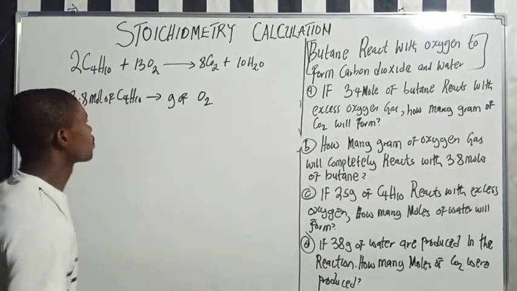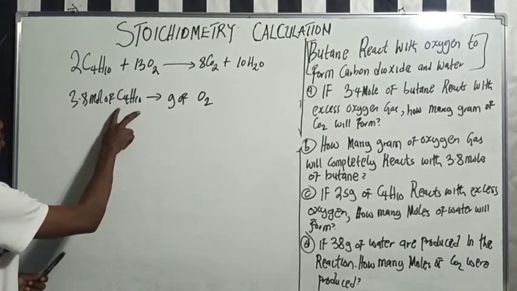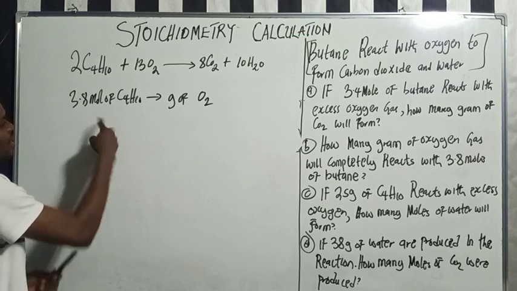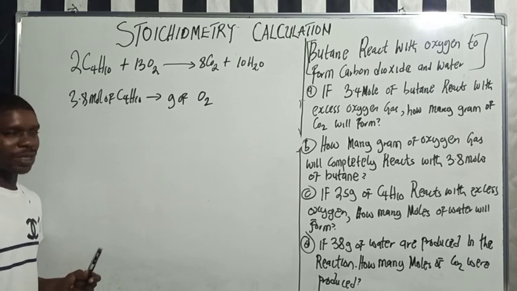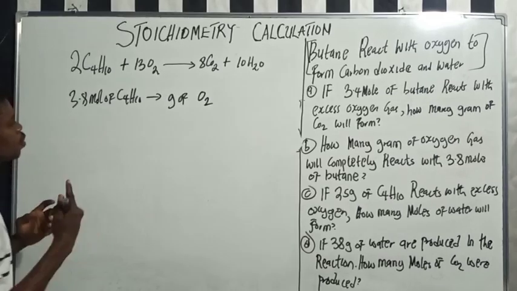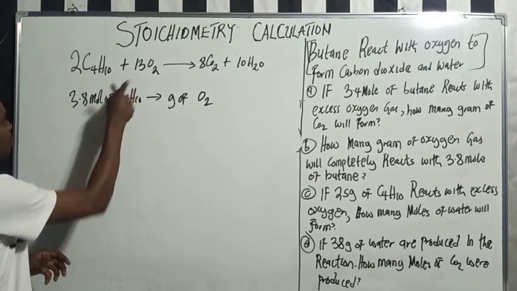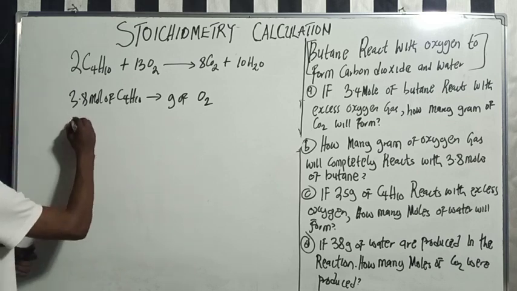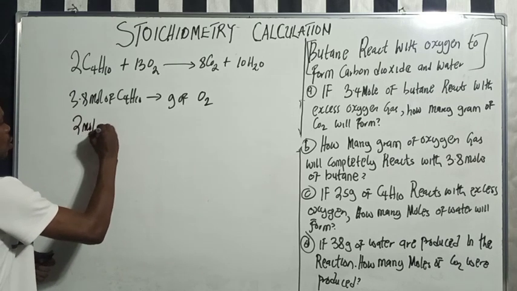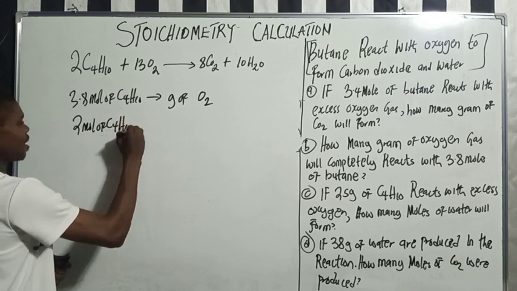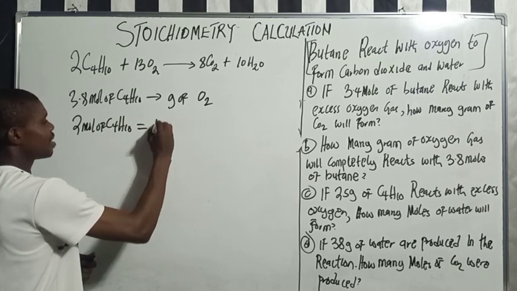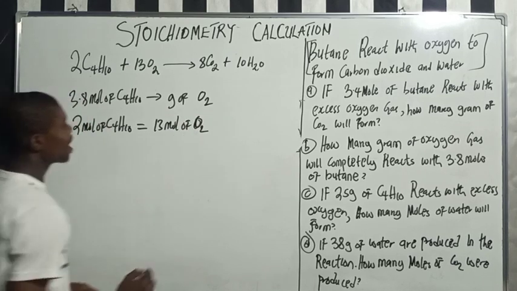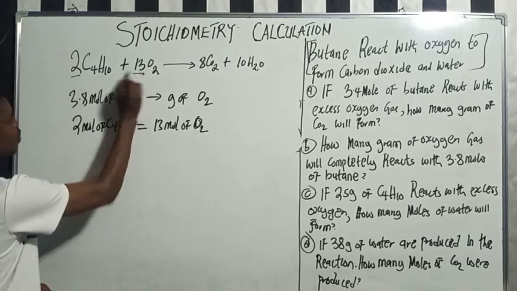So first we want to get the molar mass here. But since I'm starting from mole, the molar mass of this one is not really important. What I'm going to use here is: mole of this one equals mole of this one. So the first relationship I'm going to use is 2 moles of C4H10 equals 13 moles of CO2. How do I get that? From the balanced equation. Do you get that?